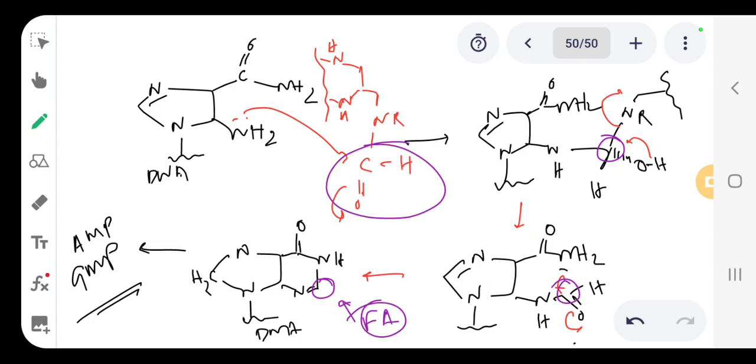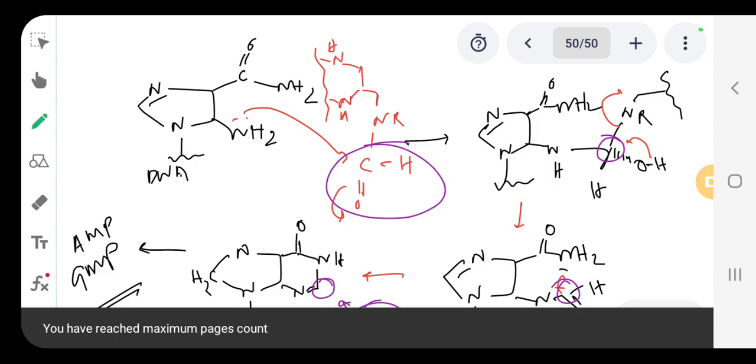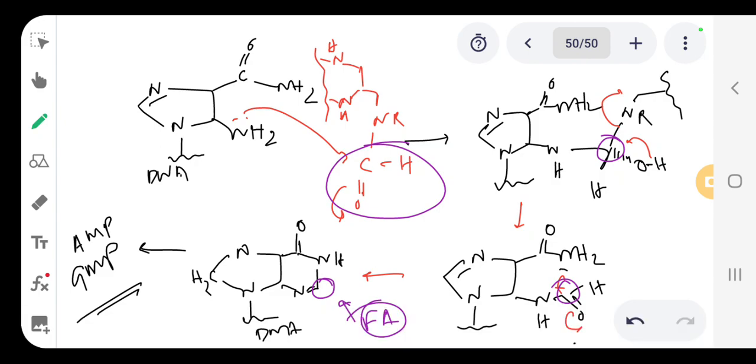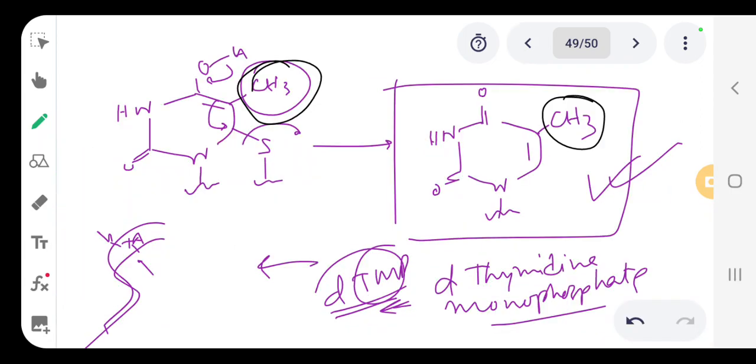So what I have tried to show here is that without folic acid we can never get the AMP or GMP or any other thing, or TMP. Previously we studied in the previous class, that TMP. So all those things are coming from the folic acid, and that is how folic acid actually helps a new life, a newborn baby.